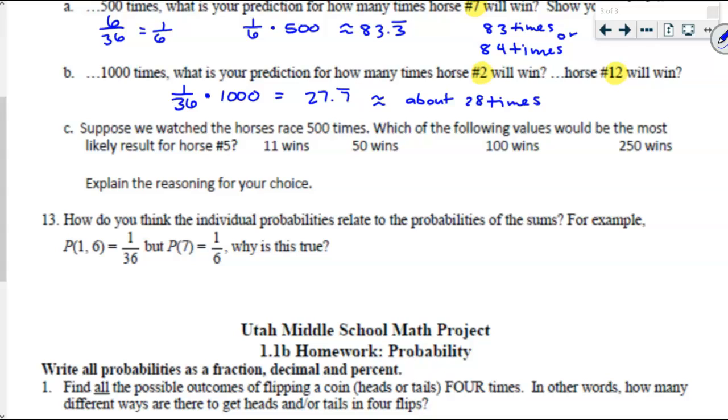Suppose we watch the horses race 500 times. Which of the following values would be the most likely result for horse number 5? So we saw the horse races 500 times. We want to know how often we probably saw number 5 win. Are any of these going to be perfect options? No. Which one is going to be the best? Explain your reasoning here. Alexis, how'd you get 50? Why is that your choice?